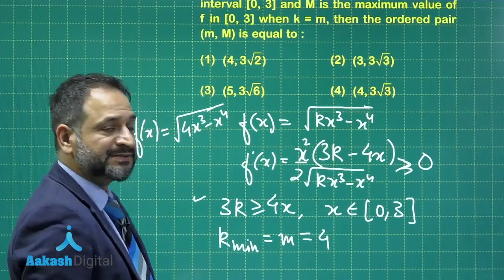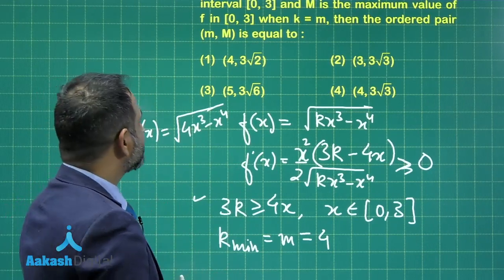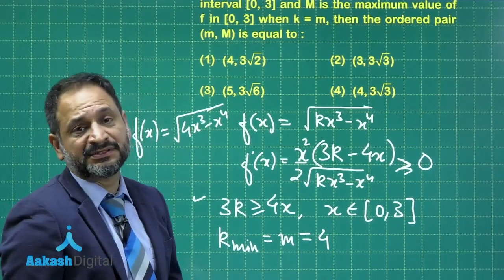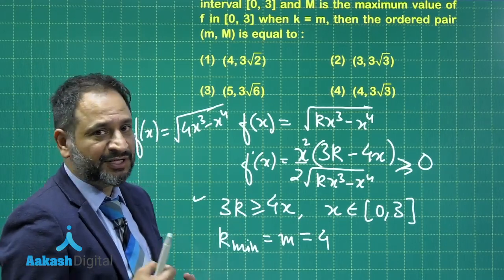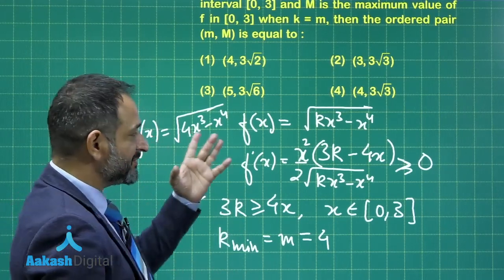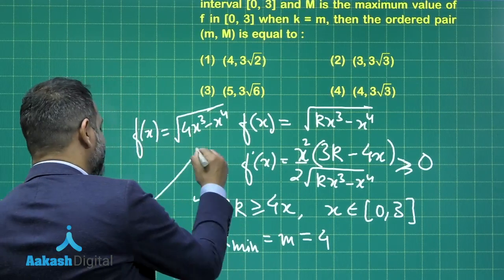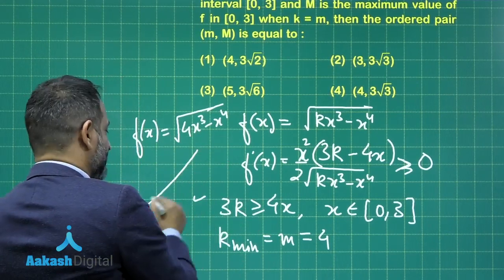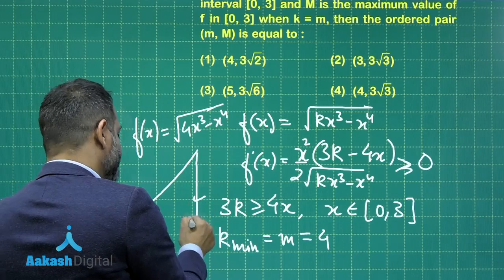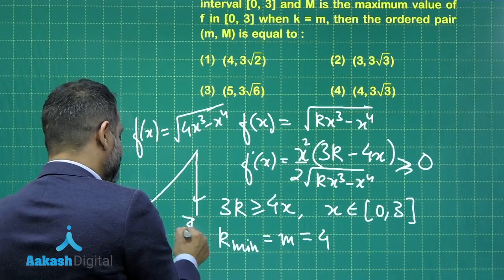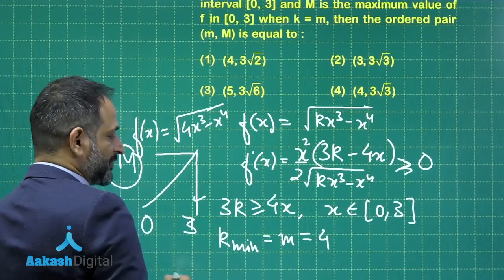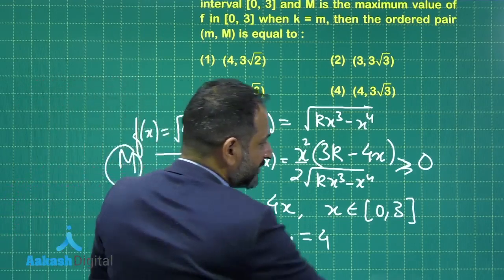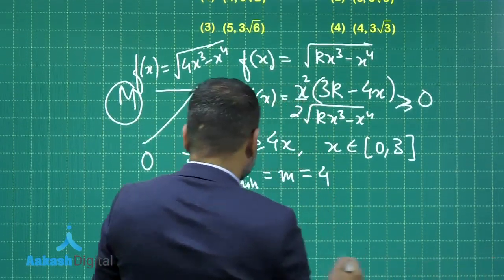Capital M is the maximum value of the function in the same interval, that is 0 to 3. Now, this is easier. If you think of it, the function in this interval is entirely increasing. So, the maximum value you will get at 3. So, this is where you will get the maximum value. So, calculating capital M is very easy.